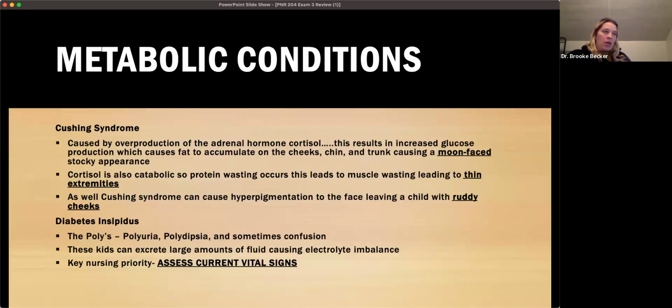Okay. Diabetes insipidus is the polyuria, polydipsia, and sometimes confusion. These kids excrete a large amount of fluid that causes an electrolyte imbalance. Okay. And with diabetes insipidus, it's not actual diabetes. Okay. Sometimes there gets to be some confusion on that, but making sure that they have current vital signs and you're keeping an eye on their blood pressure and their I&O.